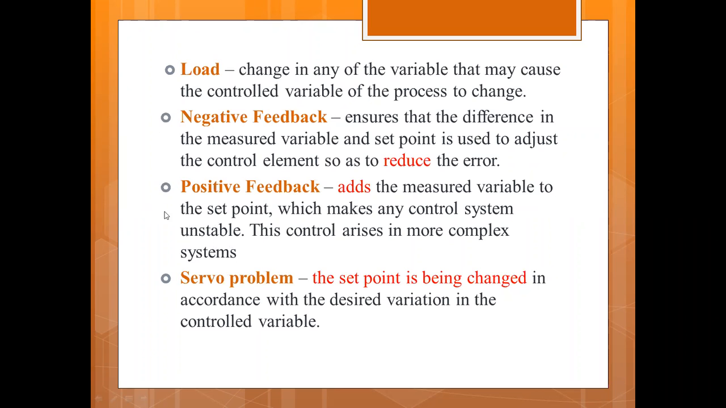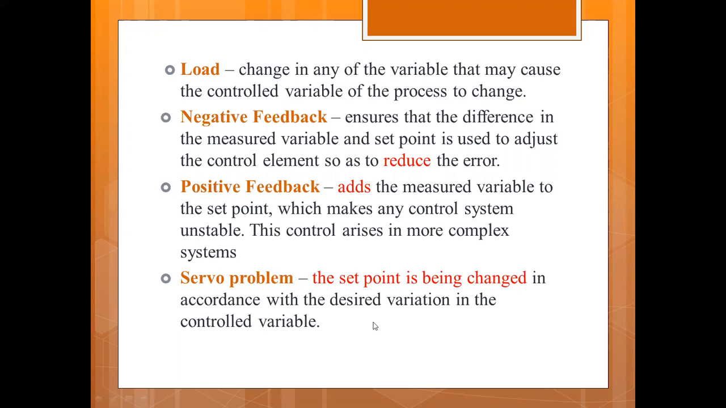For positive feedback, it adds the measured variable to the set point, which makes any control system unstable. This arises in more complex systems, though we may not fully comprehend why you would add your measured variable to the set point, but in complex systems, they do that. So far, our focus in process control was so much more on negative feedback.